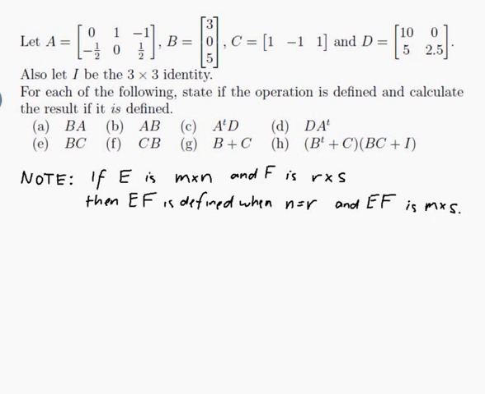Excellent. Now I always remember this as the middle two have to be the same. So this has to be the same as this. And the answer comes out to be the outside two. So the middle two, N and R, have to be the same. And the answer comes out as the outside ones, M and S.